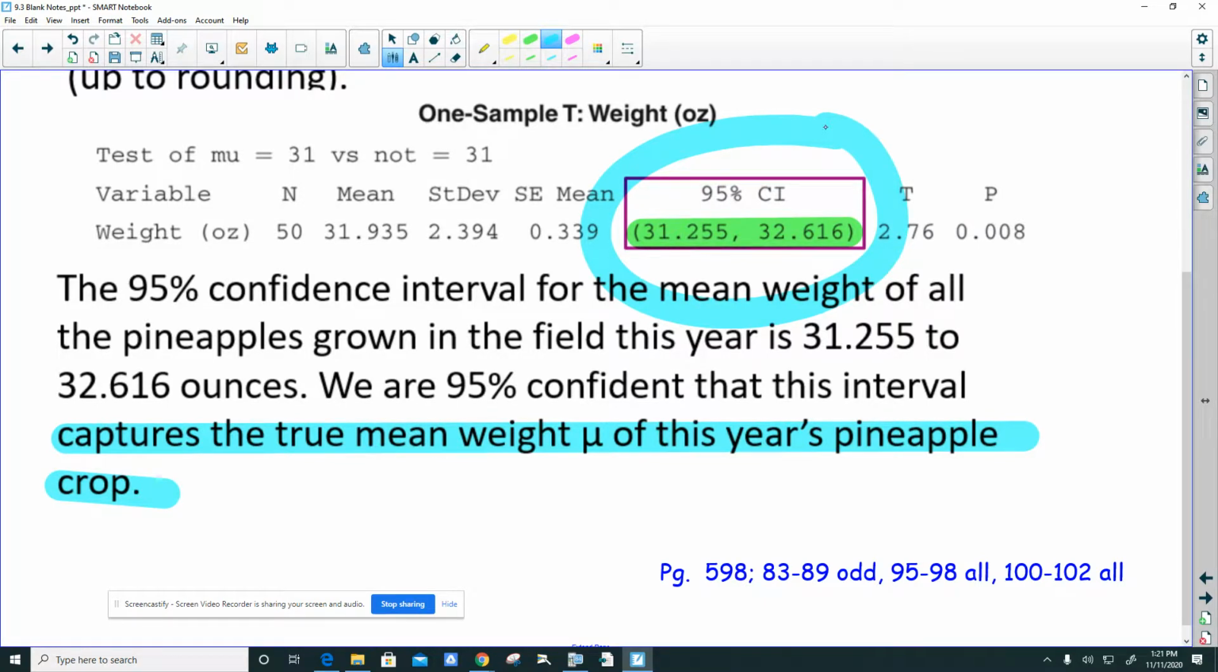Okay, there's a few problems here for you to go ahead and try that's going to wrap up this section 9.3.